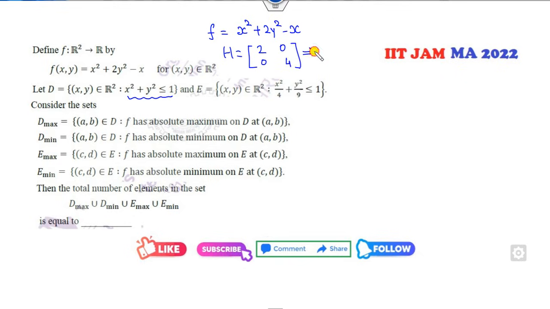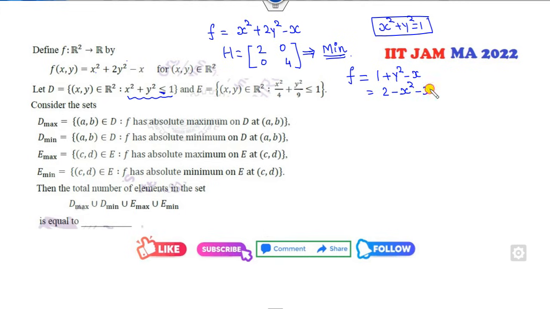So what does it mean? It gives you d1 positive, d2 positive, so it will give you the minimum point. Fine. Now how you can check about that? So it's equality. So I can start from x square plus y square is 1. So I can substitute this value here. What is my function? It will be 1 plus y square minus x. I can substitute the value of the y square here. It is 2 minus x square minus x.